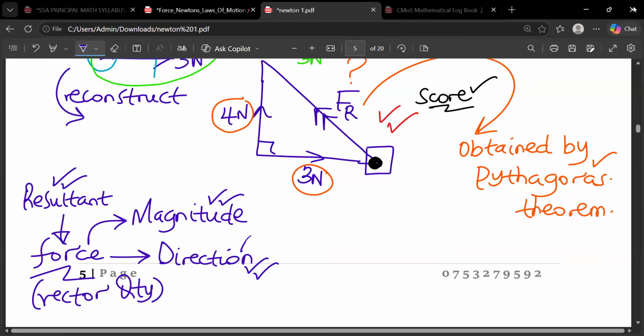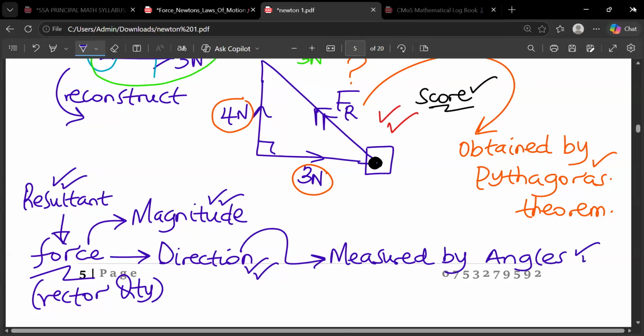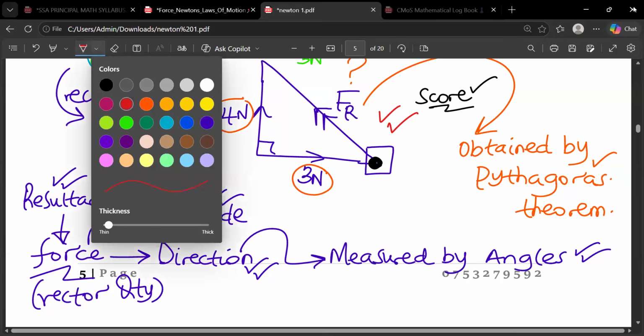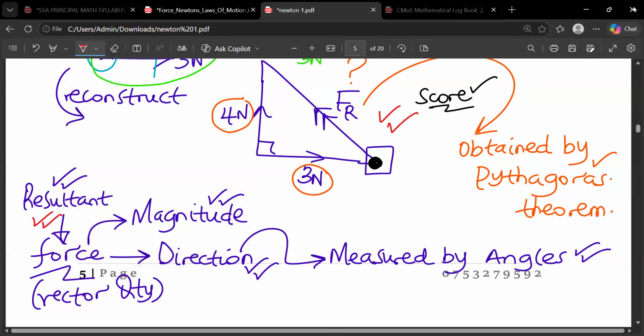So have it in mind that direction in math is measured by angles. I don't know when I talked about this, but I just have a feeling that I'm repeating myself, things that I told. So have it in mind that every time you're getting resultant force, since it's a vector quantity, don't stop on the magnitude, proceed and get direction. How? Get the angle. So someone may be like, which one is that angle really? So remember that we are involving the resultant force.